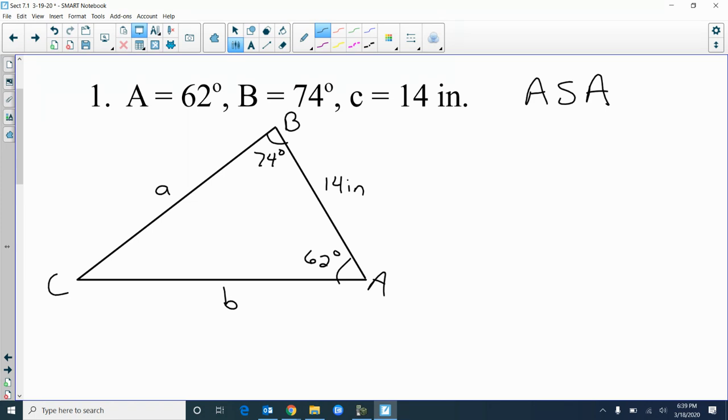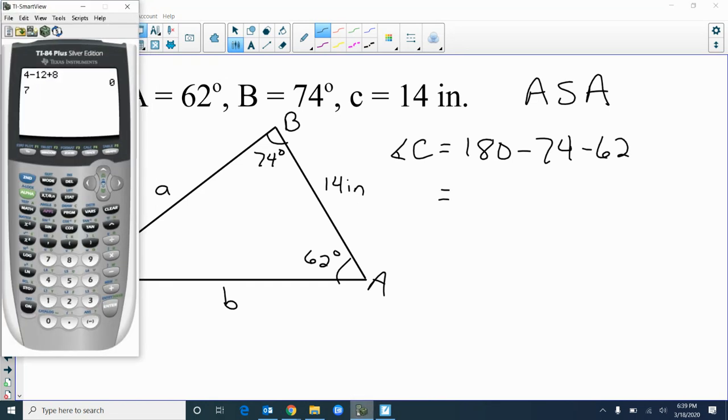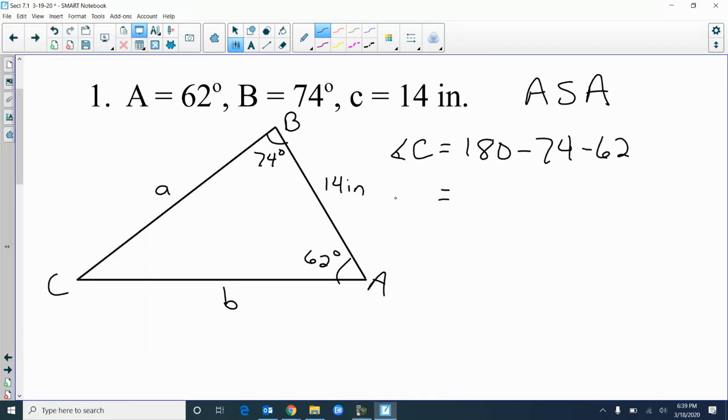Well, angle C is going to be the easiest. That is going to be 180 minus the 2 given angles, 74 minus 62. So just so I don't make a stupid mistake, 180 minus 74 minus 62 gives us 44 degrees. So we know angle C is 44 degrees.